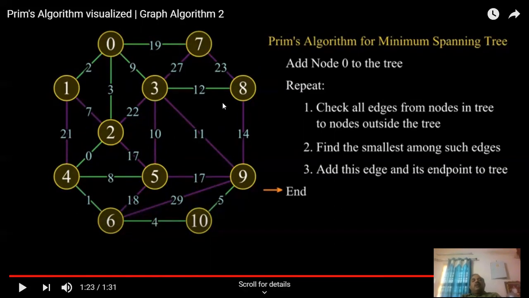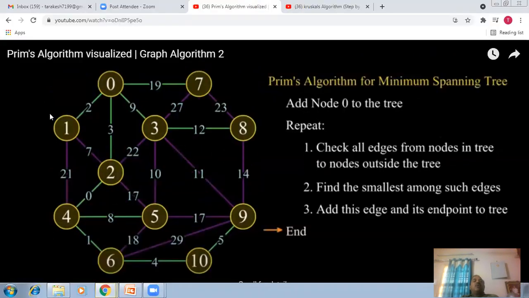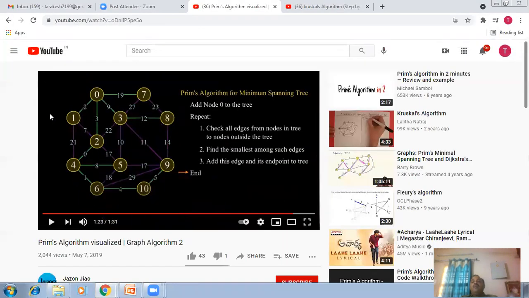Okay, all of you, this is the spanning tree: 0 to 1, 0 to 2, 2 to 4, 4 to 6, 6 to 10, 6 to 9, 10 to 9. Then here 0 to 2, next one 0 to 3, 0 to 7, 0 to 3, 0 to 8, 0 to 7. These are all the unconnected components. So this is the minimum spanning tree using Prim's algorithm, and Kruskal's algorithm.